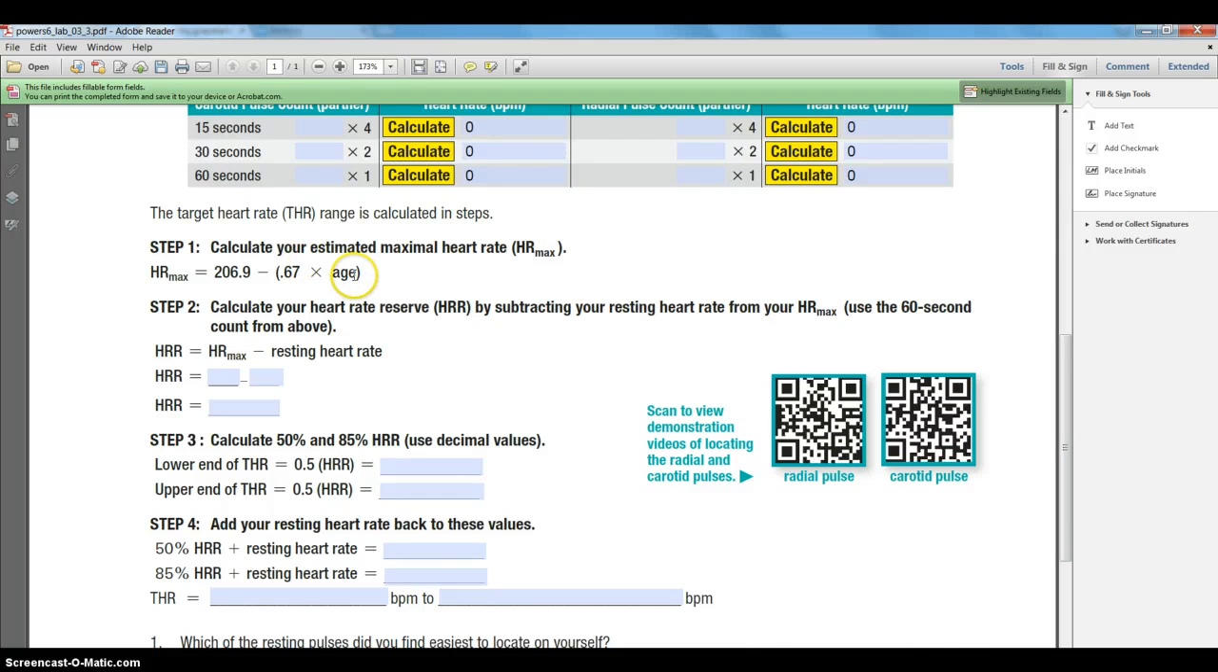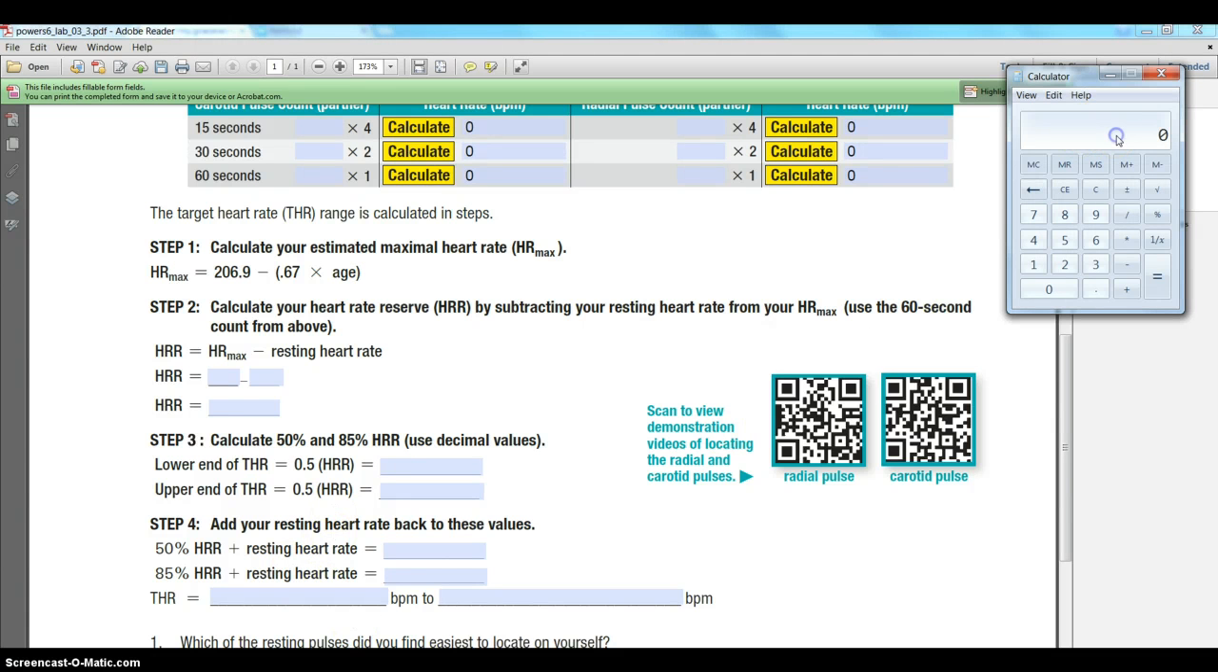For the first thing, I need to figure out what my heart rate max is. So I can pull up my calculator here, and I've got 0.67. I'm going to take that times my age, so I'm 37, and there I've got a number. I'm going to round this off to the tenths instead of taking it out to the hundredths. So I'm roughly 24.8.